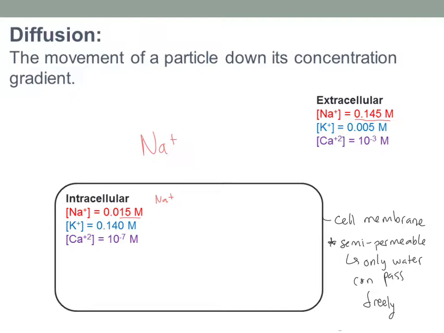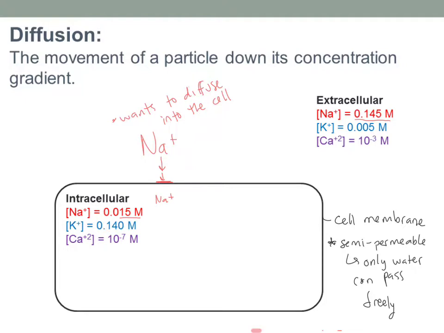So in this case, sodium wants to move down its concentration gradient, so sodium wants to move into the cell. Now, because like I just said, the cell membrane is semi-permeable, it can't. It gets stuck here. It can't move into the cell unless it has some membrane protein that allows it to. But sodium can't just freely move in there, so it's a little frustrated, but it wants to move into the cell. Sodium wants to diffuse into the cell, because that's down its concentration gradient.